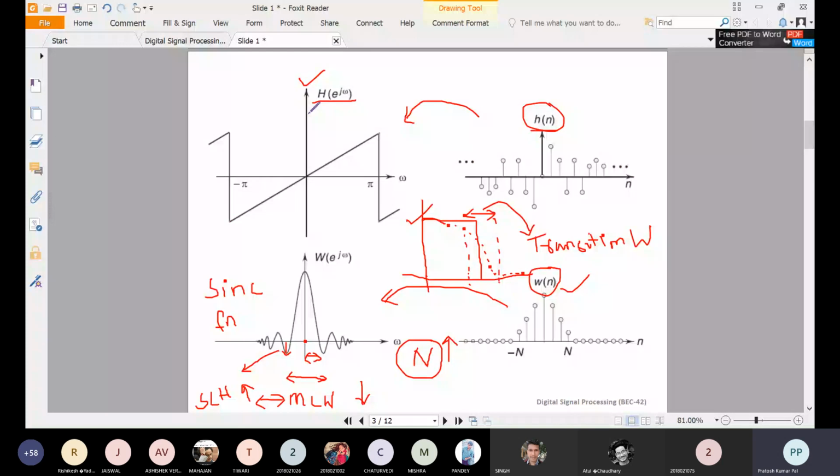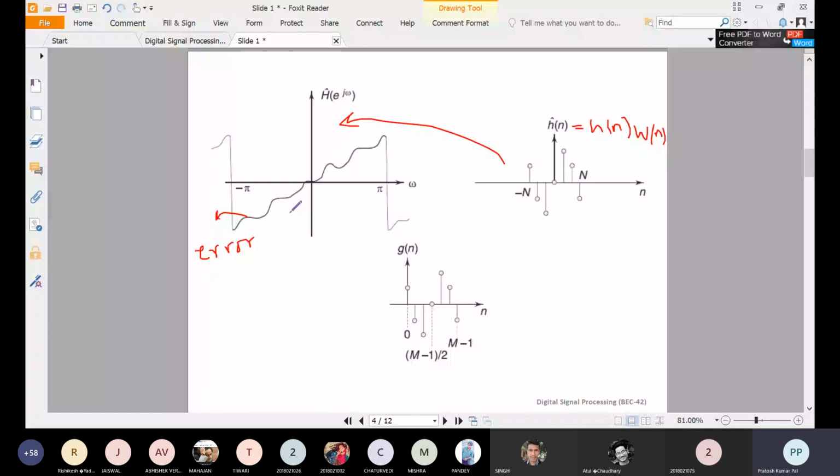Okay, so this is how, after using the window function, we will be getting some error. So we should be minimizing the error so that we can get a better replication or design of a given specification of a filter.